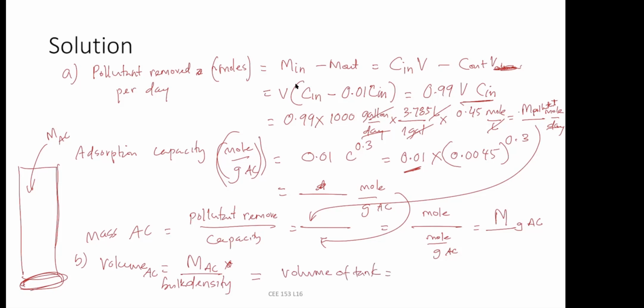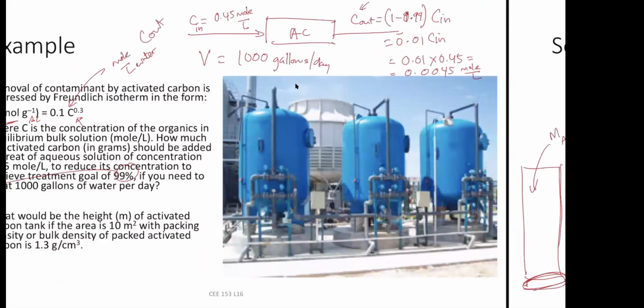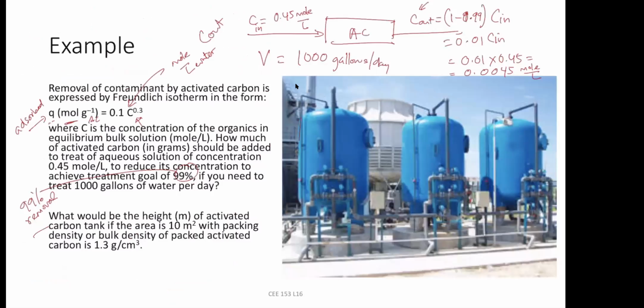Volume of tank is a cylinder. So if you know the area, the area is 10 meters squared. So this is area times height of that tank. So H of tank would be volume of activated carbon divided by area. You already calculated volume of activated carbon here. You know the area is given, then you know the tank size. So that's how you determine how big the tank would be.